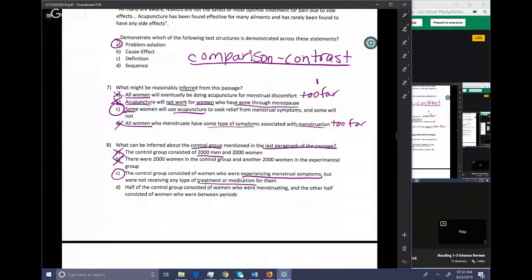D says half of the control group consisted of women who were menstruating, and the other half consisted of women who were between periods. First of all, your control group would always be all one thing. Second of all, we don't have any information that says anything like that, and we wouldn't be able to draw an assumption that is that big anyway.